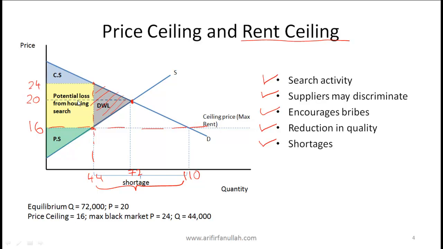And up here, top left, is the consumer surplus. Assuming they rent a house for 16 and spend $8 looking for a house, so overall expenditure was 24, then the only consumer surplus left is this region in blue on the top left.